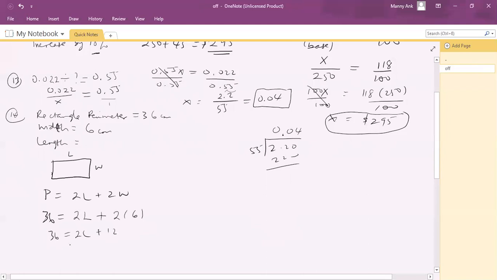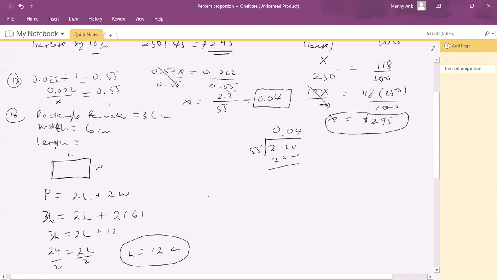Subtract 12 from both sides. So you have 24 is equal to 2L, divided by 2. So you have your L should be equal to 12. Okay, correct. So it's the centimeters. Okay.